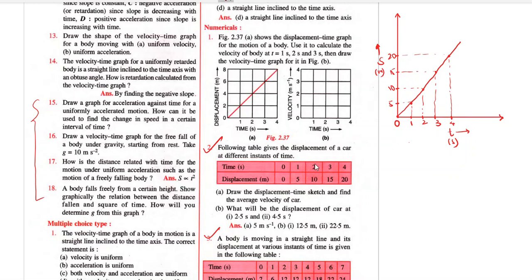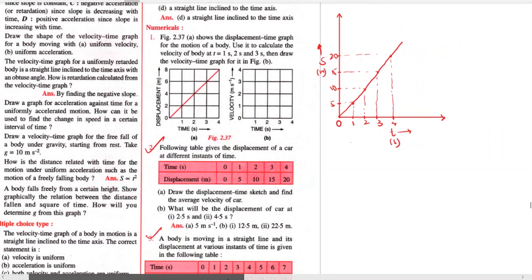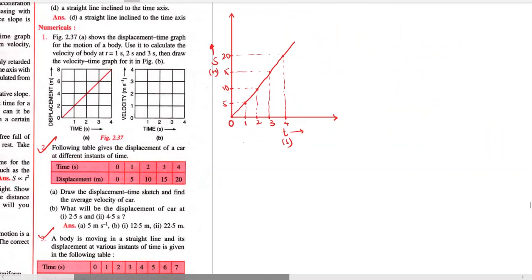This is a straight line which shows the displacement time graph. So this is a displacement time graph which is a straight line. And we have to find the average velocity of the car. Now, since it is a straight line, we can say that the car is moving with uniform velocity, and average velocity will be equal to the uniform velocity. So we can even find the slope of this particular graph and calculate the average or the uniform velocity. So let's find the slope.